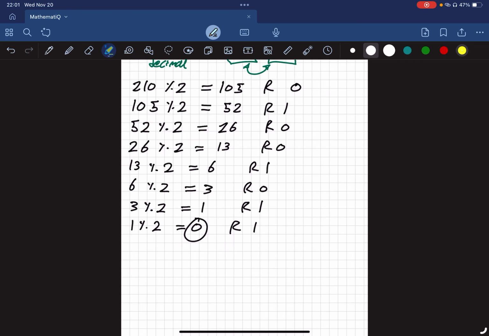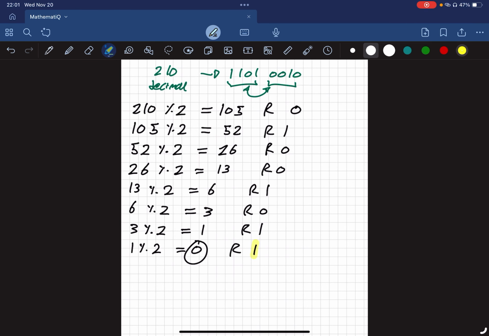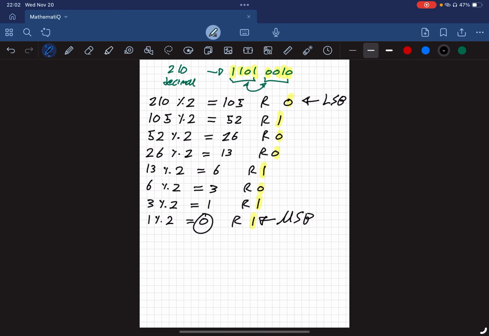And once again, to confirm, let's see what we have. So we have 1, 1, 0, 1, they match. 0, 0, 1, 0. And once again, just to remind you, this is our least significant bit. And this down here is our most significant bit. And this concludes our tutorial on how to convert from decimal to binary. In the next one, we'll probably go over how to convert from binary to decimal.